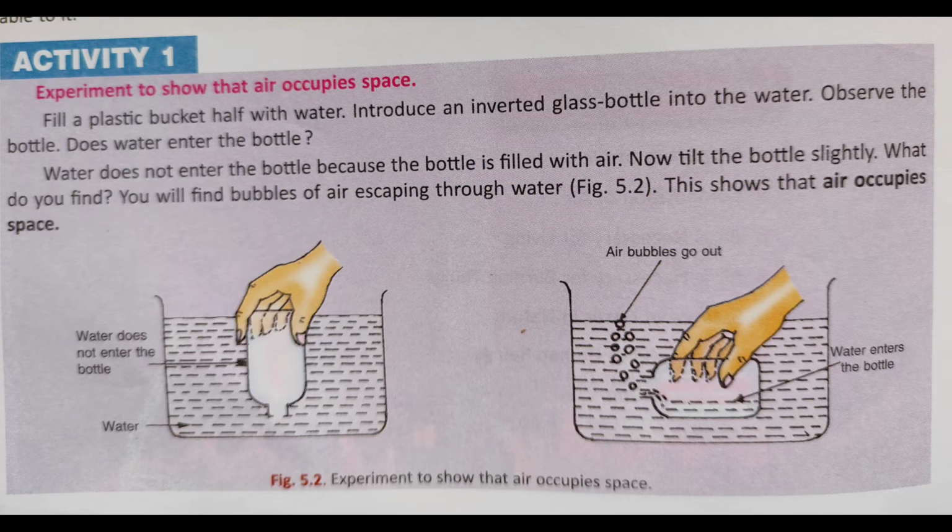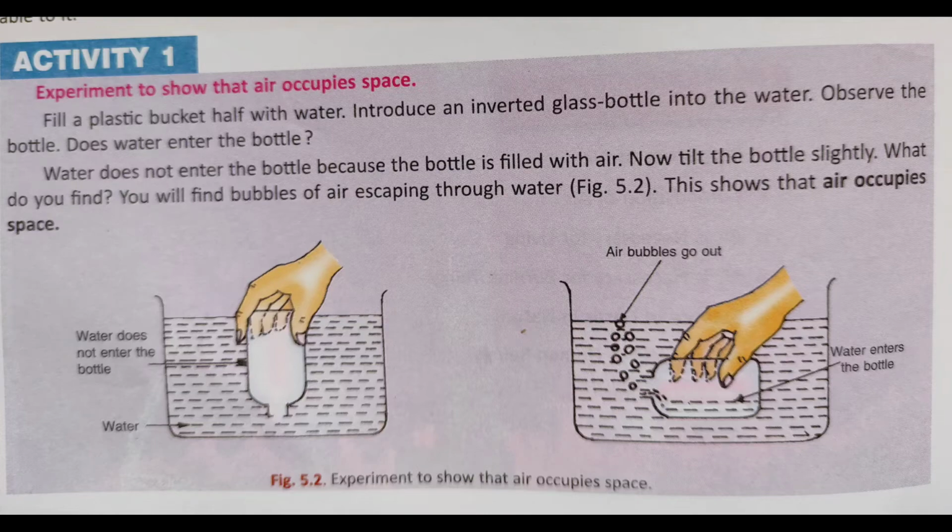With a simple experiment. Here is the experiment. Experiment to show that air occupies space. Fill a plastic bucket half with water. Introduce an inverted glass bottle into the water. Observe the bottle. Does the water enter the bottle? Water does not enter the bottle because the bottle is filled with air.